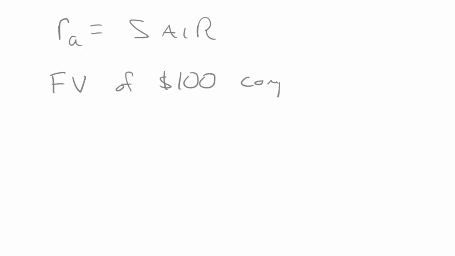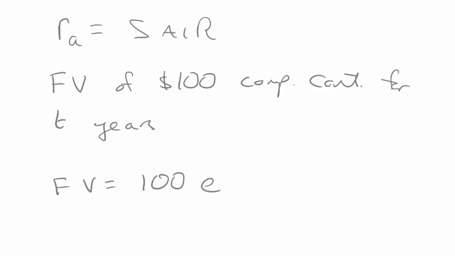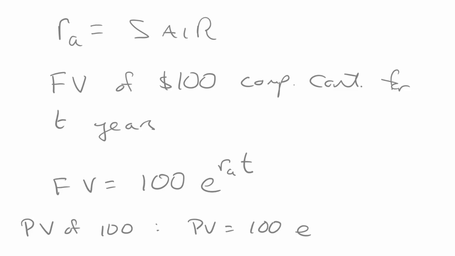So let's just say that RA, we use this notation, is the stated annual interest rate. So if we want to calculate the future value of $100 compounded continuously for T years, we get 100 times e to the RA multiplied by T. Or we could calculate the present value of $100. That's $100 divided by e to the RAT, or 100 times e to the minus RAT.